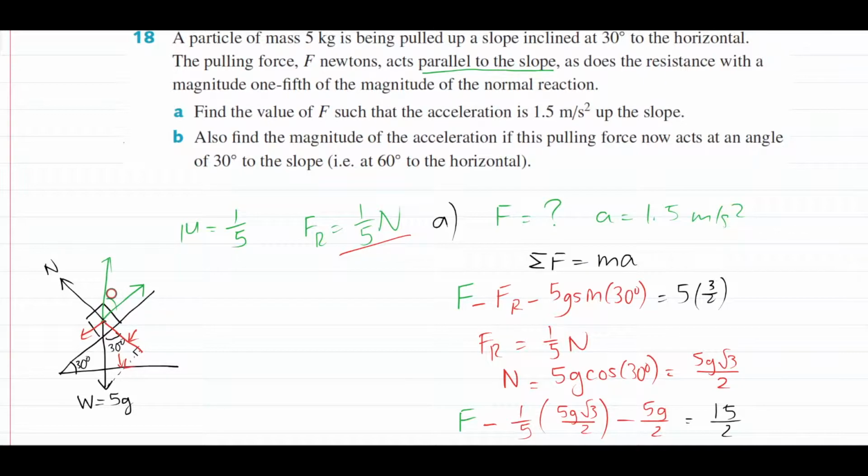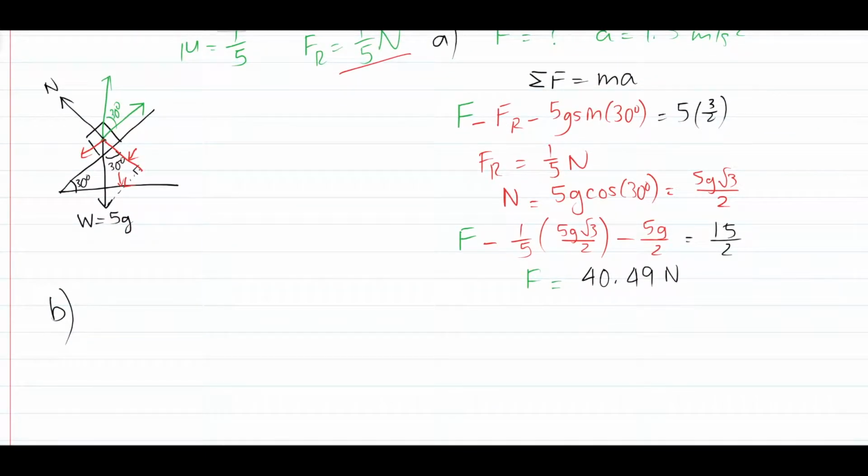So 30 degrees to your slope, not just 30 degrees to the horizontal right here. It's 60 degrees in total, or 30 degrees to the horizontal and an additional 30 degrees to your slope. So I'm just going to redraw that again so that it looks clear.